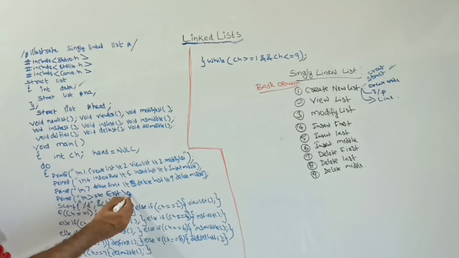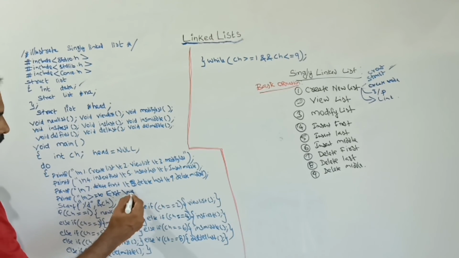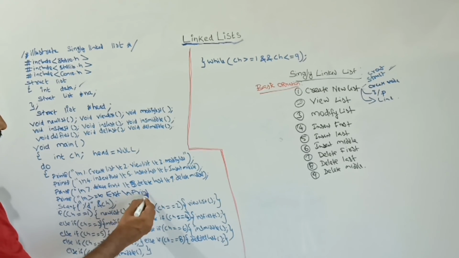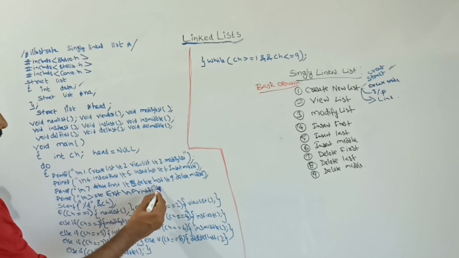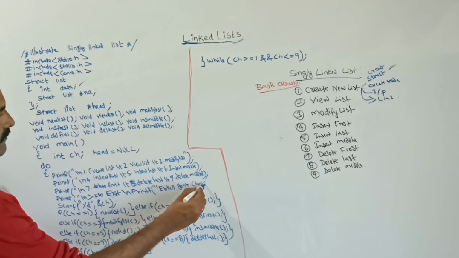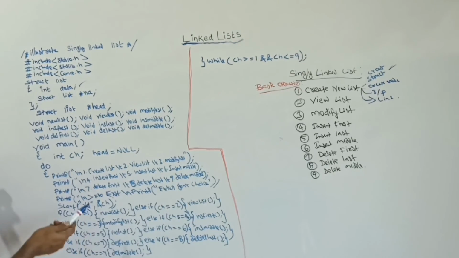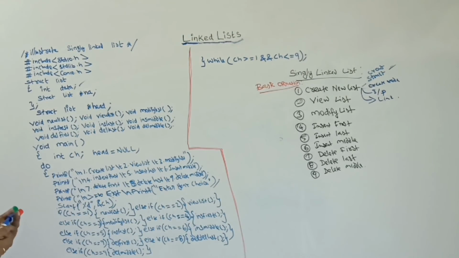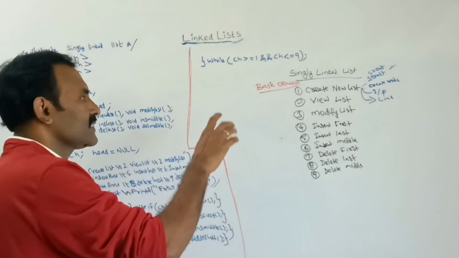Next, \n, here you give that message printf "enter your choice." So that in the main menu it will display like this. See, now let us come to this point.